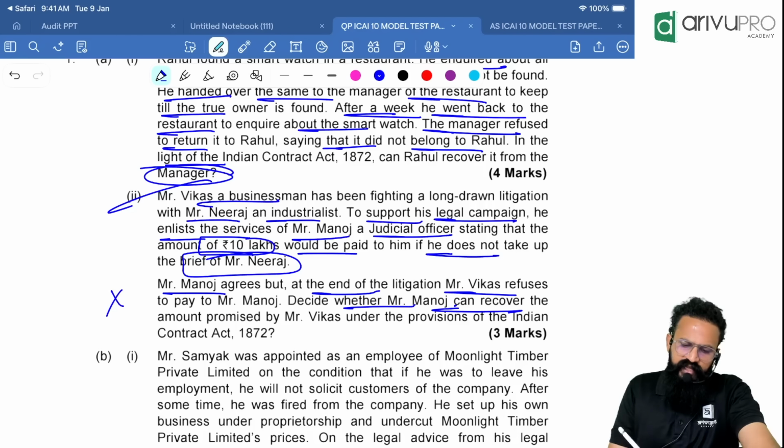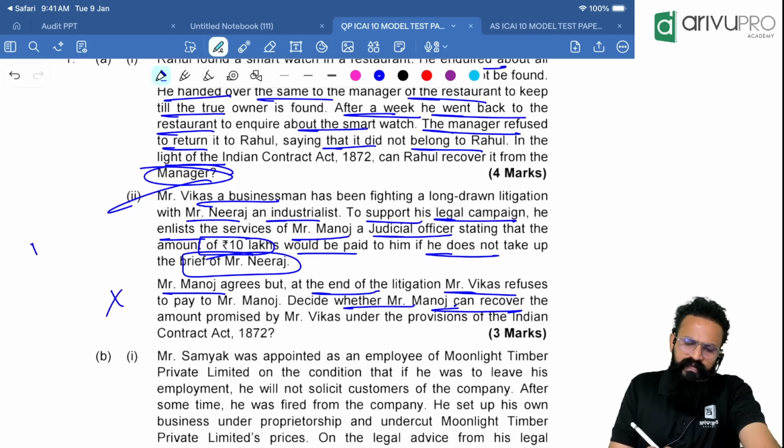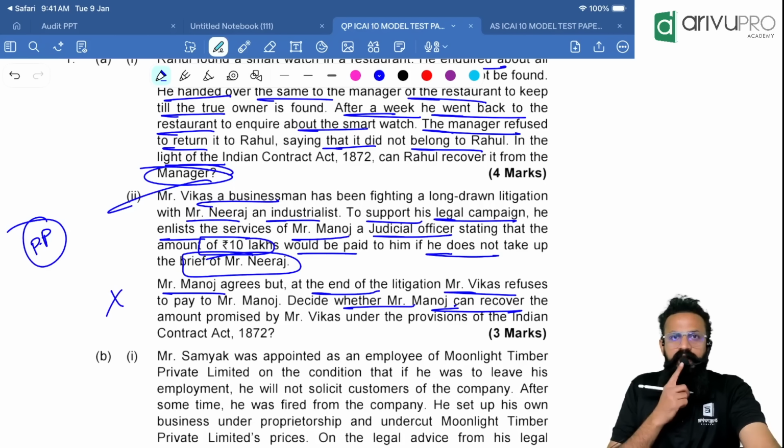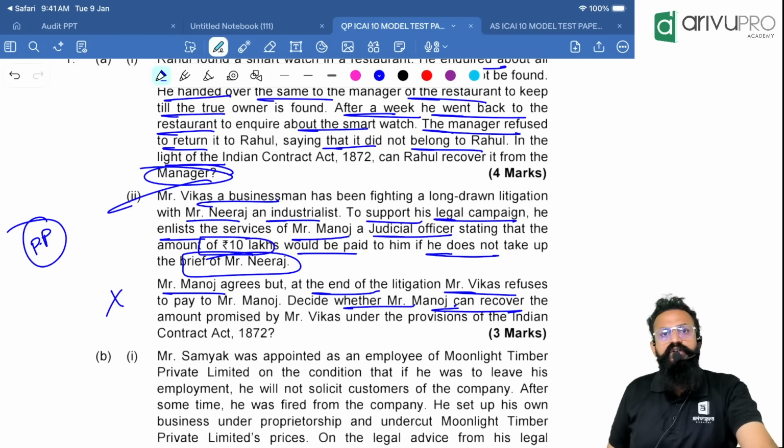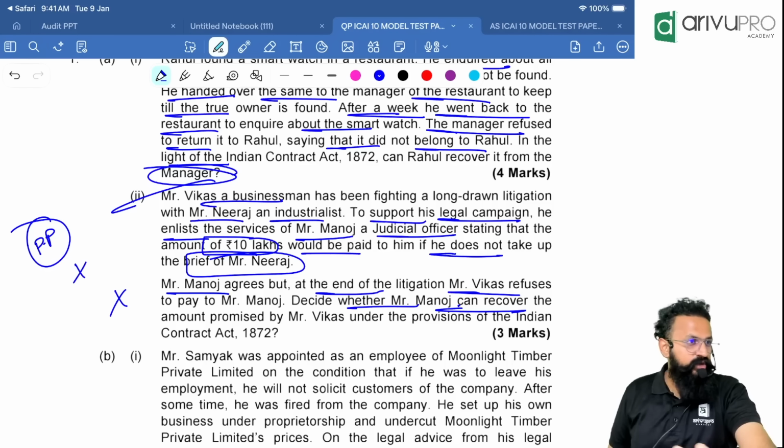Can he recover? Answer is no. Why? Because these are agreements opposed to public policy, because you are coming in the path of justice. So can you do it? Answer is no. Any such agreement made, you cannot recover the money. It will be considered as void agreement.